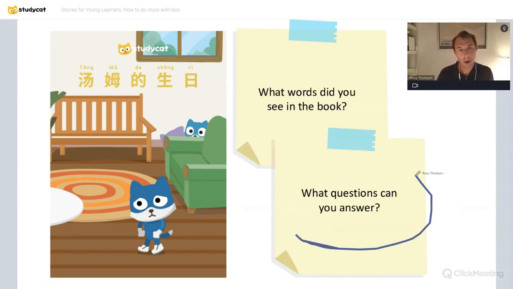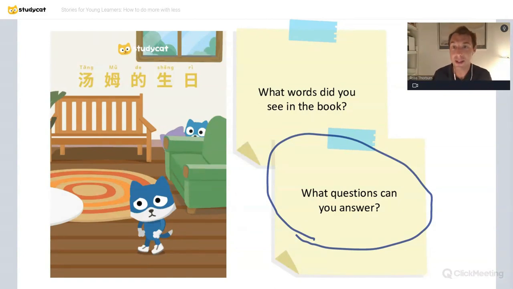And then what questions can you answer? You guys all had some questions at the beginning. Can you answer some of your own questions? For example, I remember someone said, why is Tom sad? So at the beginning, why was Tom sad? Can you tell us? Or can anyone tell us who was hiding behind the sofa? That was another one. Or what was another question that we had? Does it have a happy ending?